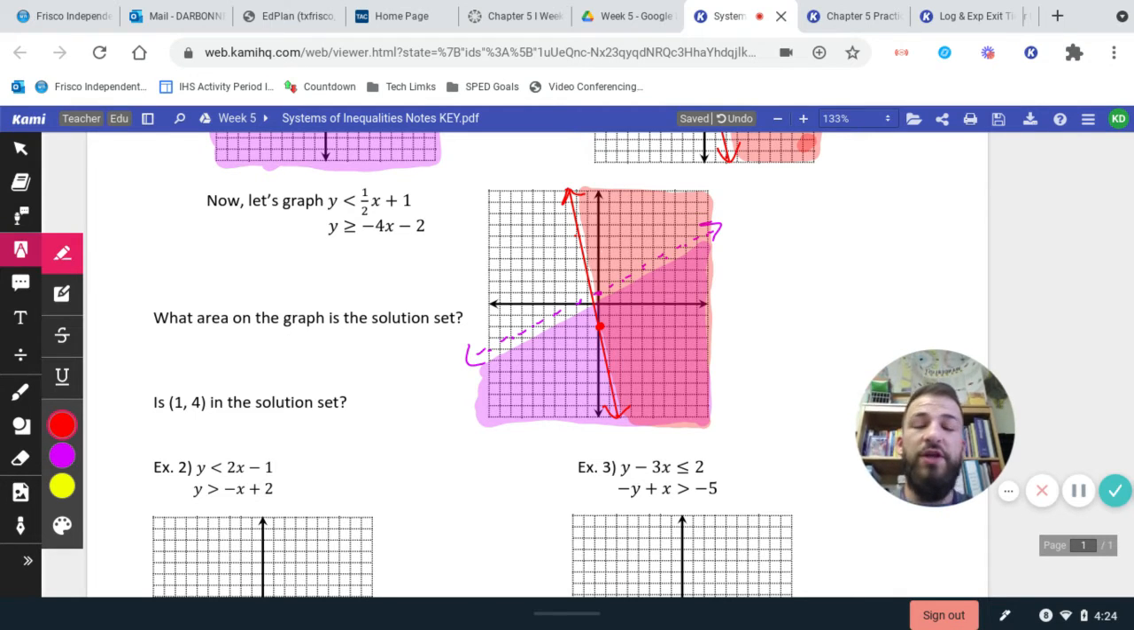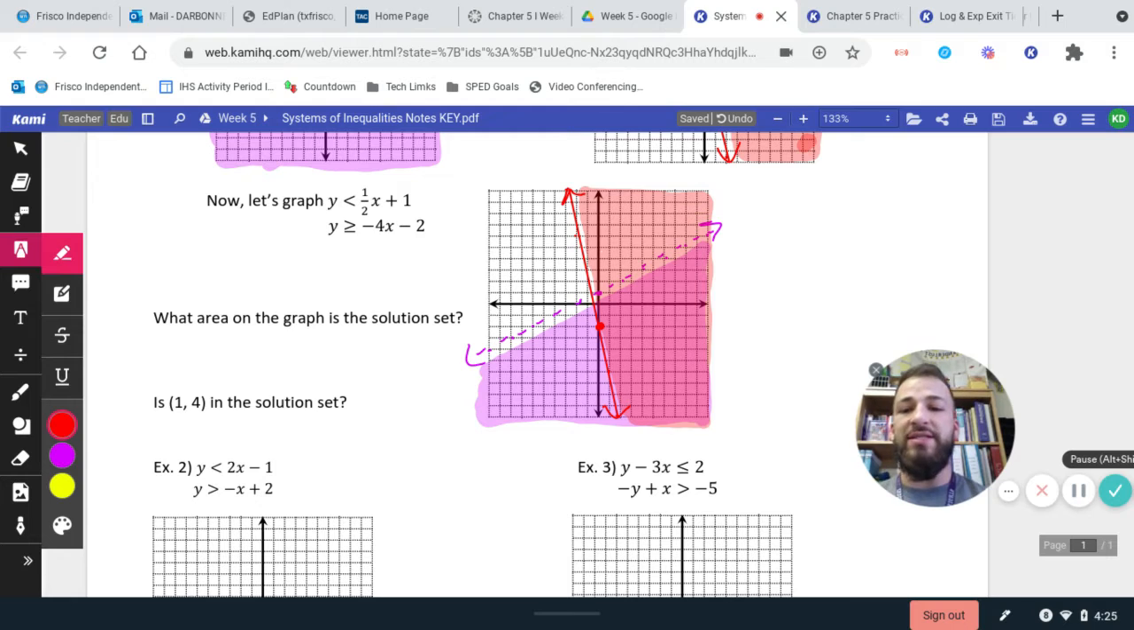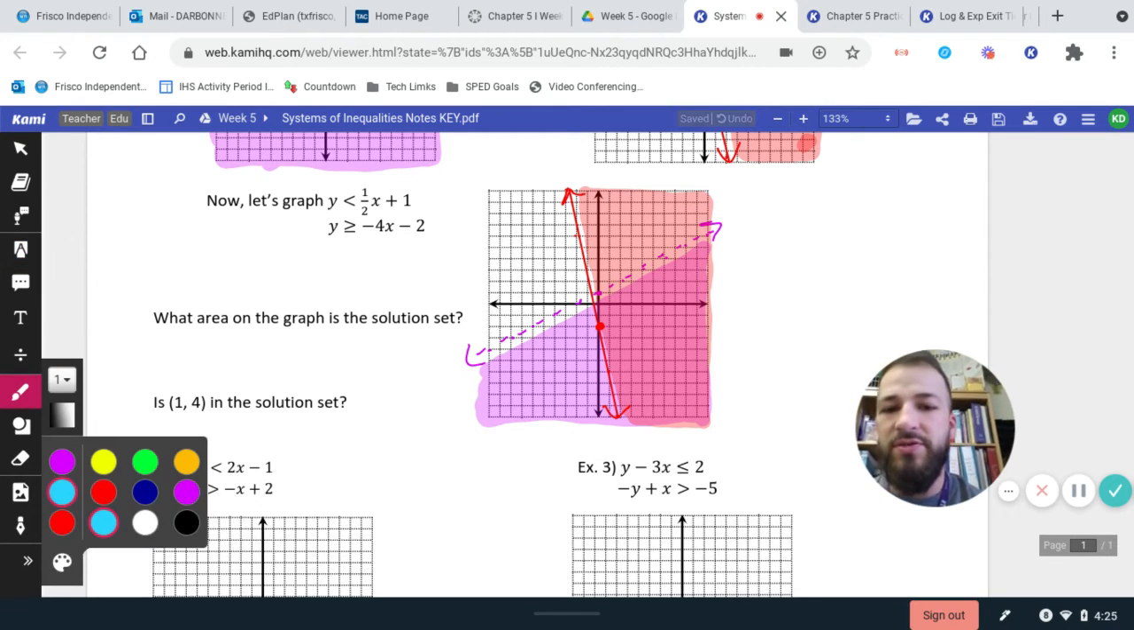So what you should hopefully notice is that we get this whole area where our red and purple cross, and that is our solution set. So what area on the graph, if I was to give these areas numbers, so we'll say 1, 2, 3, and 4, which area will we say is the area on the graph that is part of the solution set? That would be section 3. Okay, it's where the red and the purple, the two shaded areas, cross.